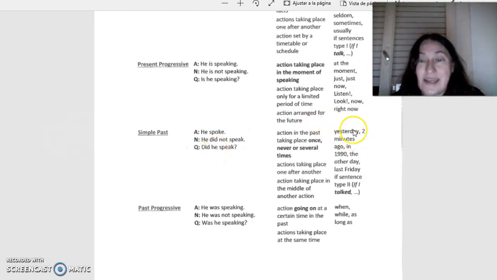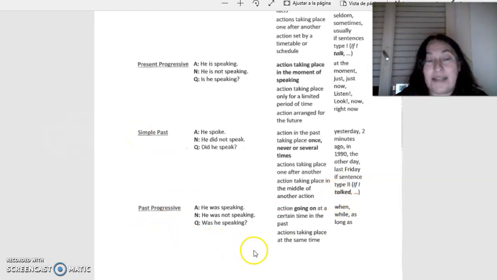Here you have a list. Yesterday, 2 minutes ago, in 1990, the other day, last Friday, last week, all right, when I was younger, during the Second World War. And here you have an example of a conditional sentence. That is something we're going to see later on in the course.